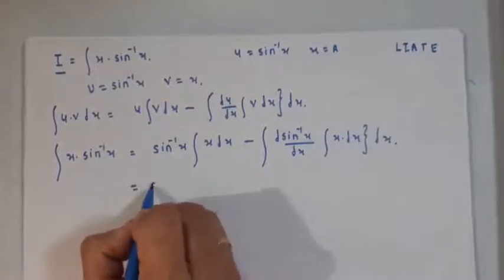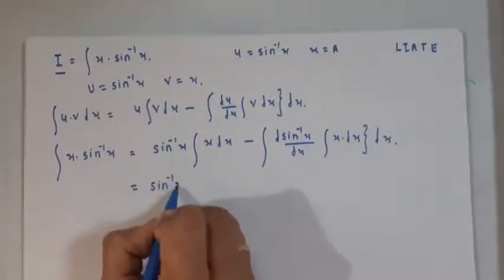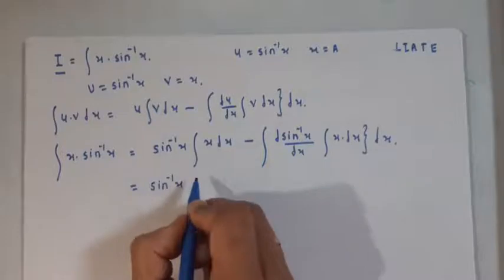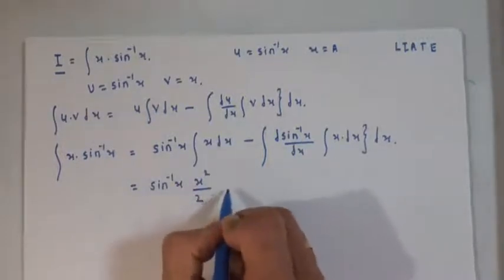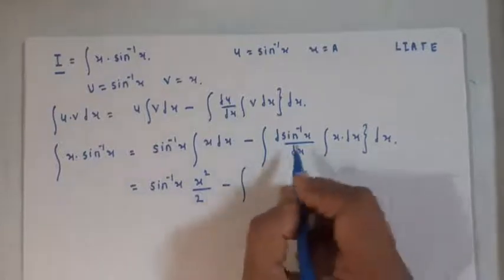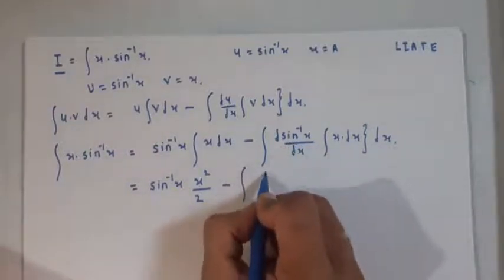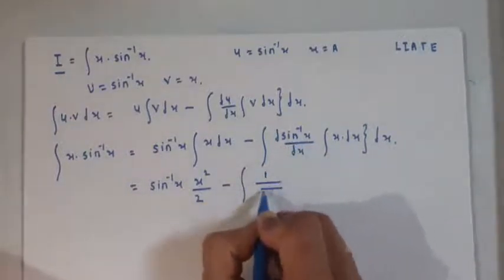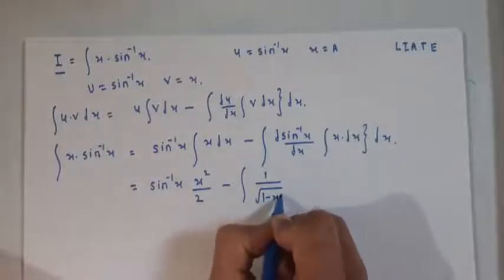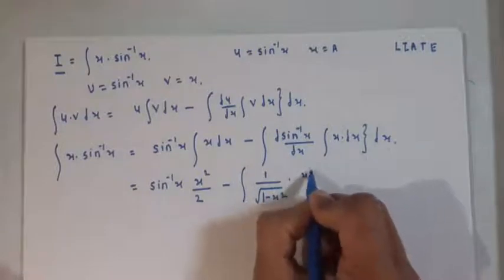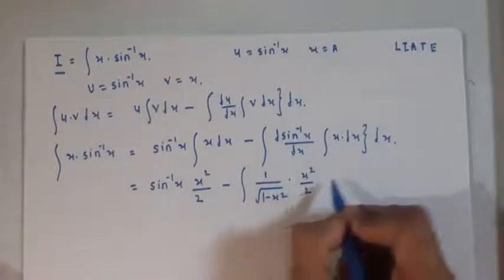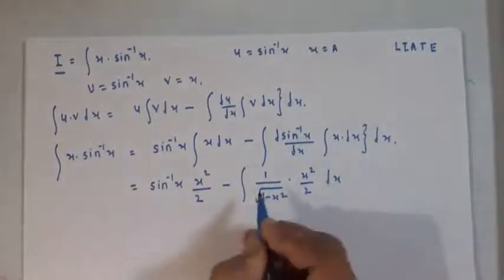Now this is equal to sine inverse of x, as it is integration of x by using the x raised to n formula, that is x squared upon 2, minus the integration of the differentiation of sine inverse of x. We know that the differentiation is 1 upon square root of 1 minus x square, and the integration of x is x square upon 2, with respect to x.